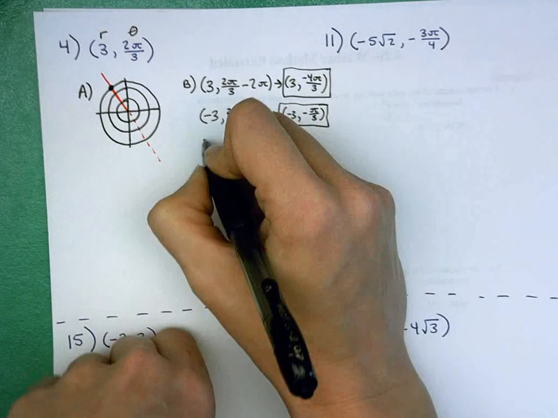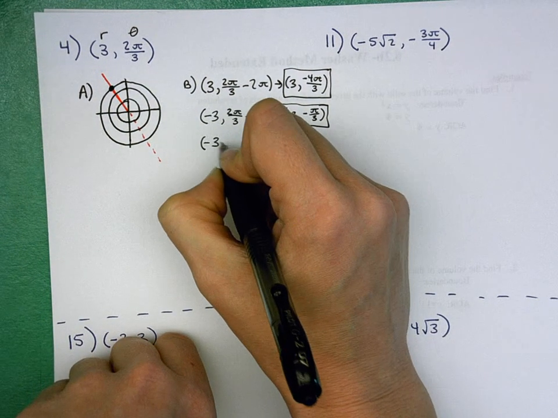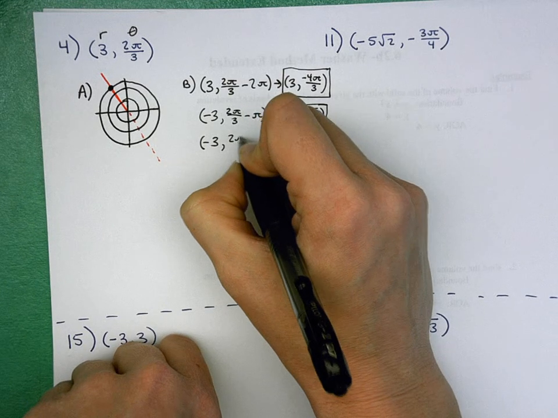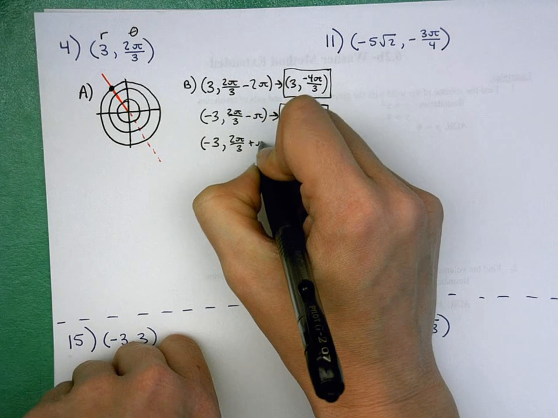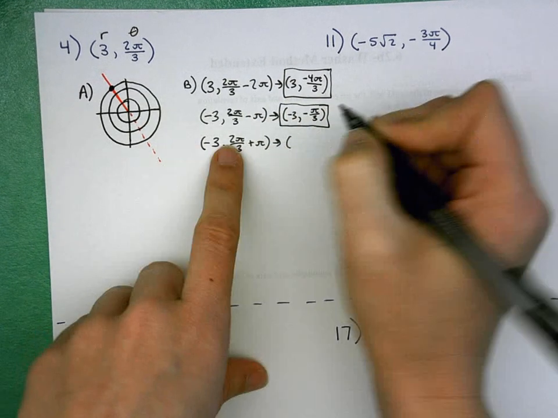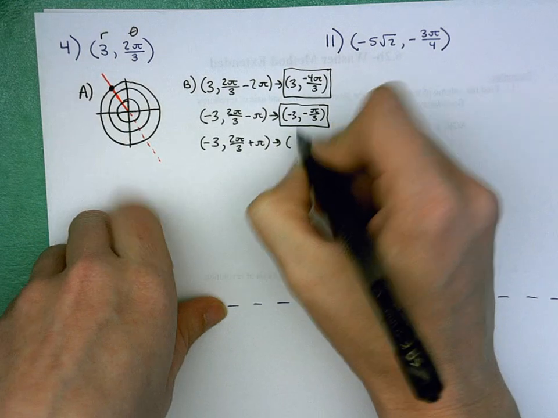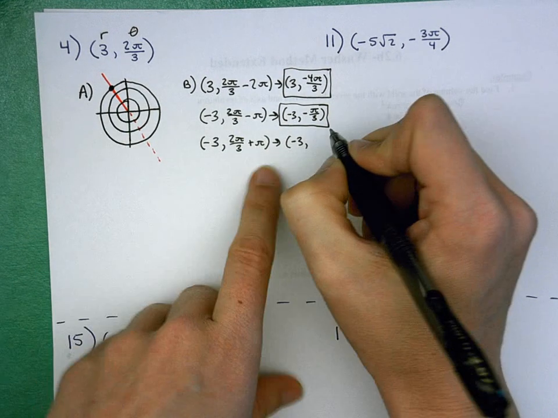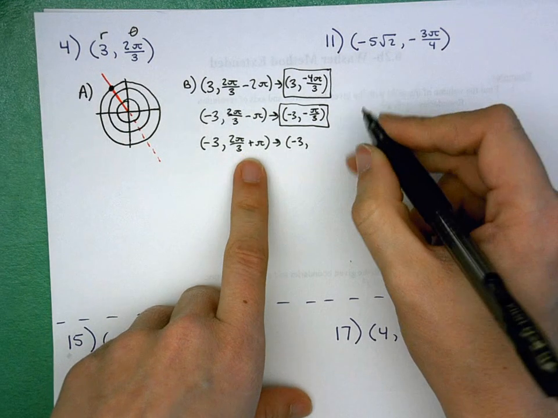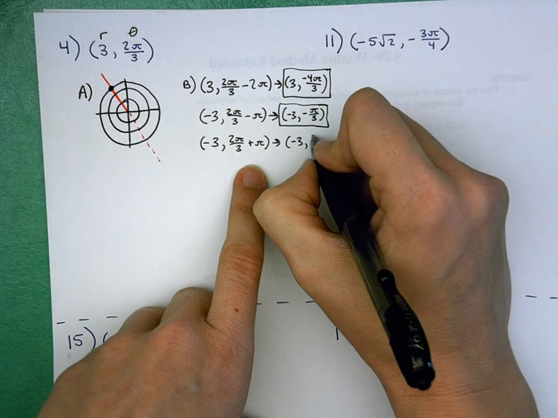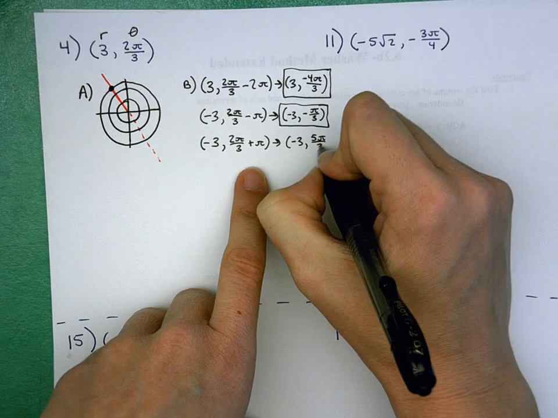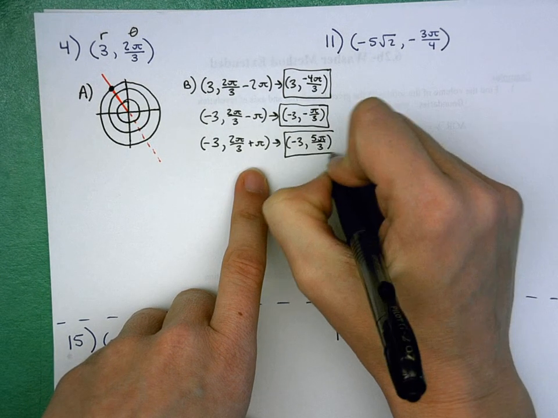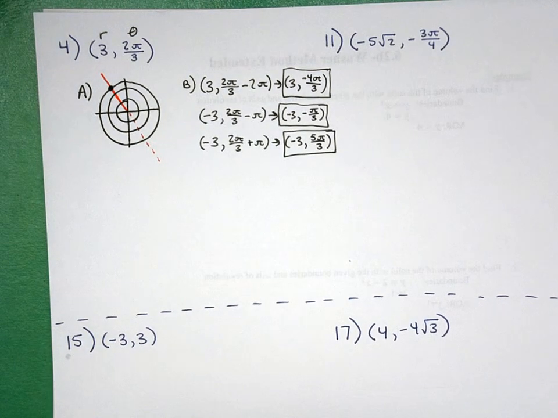Okay. And then last one, our r times the negative, and then our theta plus pi. So negative times our r, which was 3, so negative 3. 2 pi over 3 plus pi, which is 2 pi over 3 plus 3 pi over 3, which is 5 pi over 3. Okay?